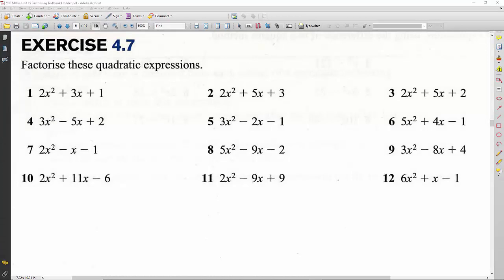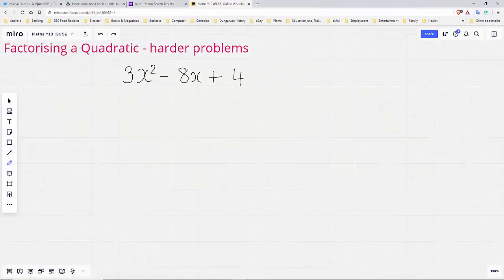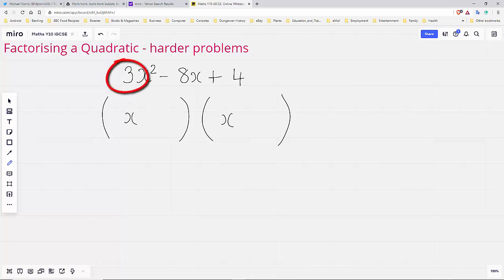So let's ratchet up the complexity just slightly more by looking at question 9. 3x squared minus 8x plus 4. Let's put our brackets down again and put our x's in. X times x will give us x squared. Now we've got this 3 to worry about. So to get 3, all we can do is multiply 1 by 3. So it's either 1 in the front here followed by 3 at the back, but I'm going to put 3 at the front and 1 at the back. So 3 times 1 will give me 3, or 3x times x will give me 3x squared.